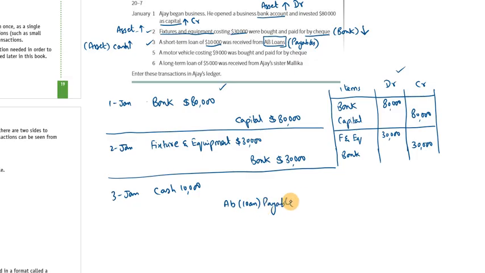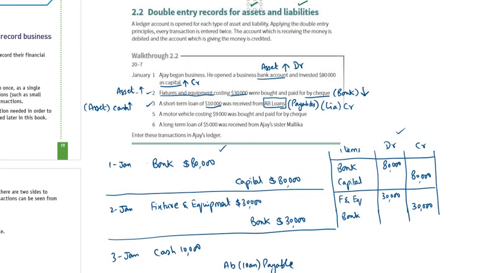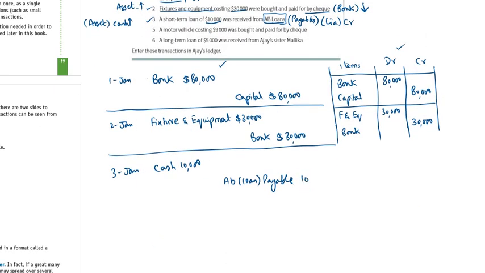That is the liability, the nature of liability. Loans mean payables. Payable means liability, and the nature of liability is credit. So credit the payables by 10,000. So this is the way we record the double entry.